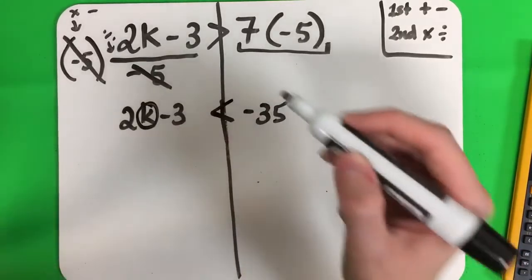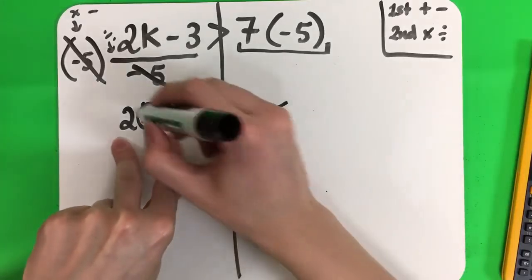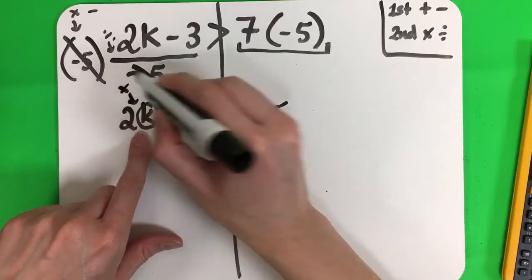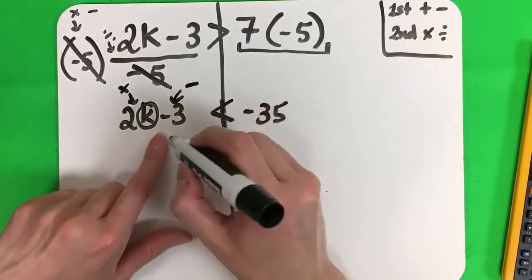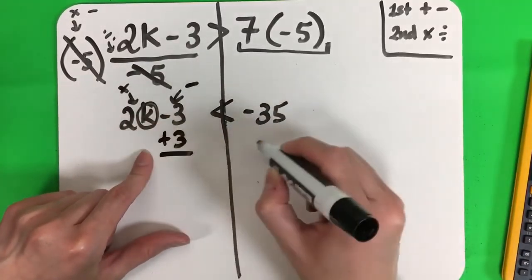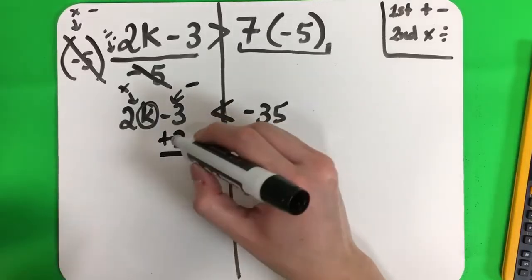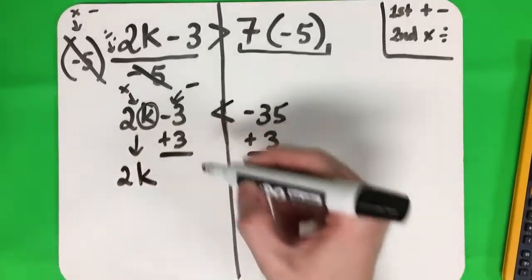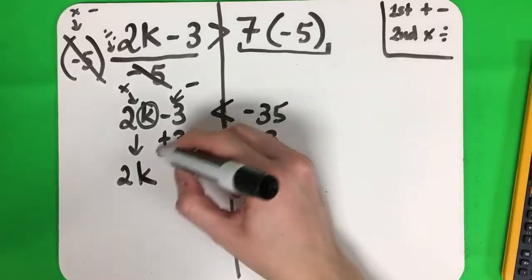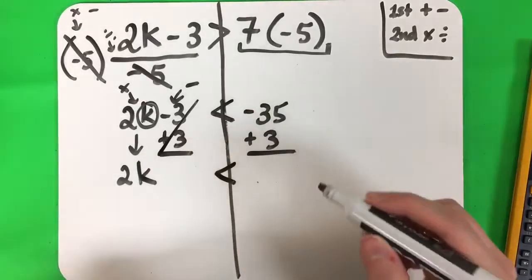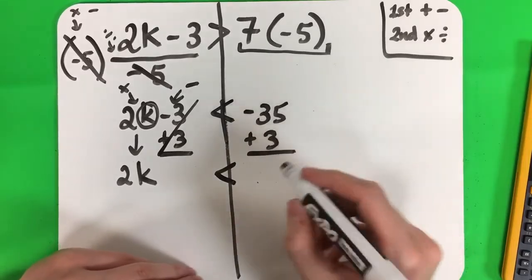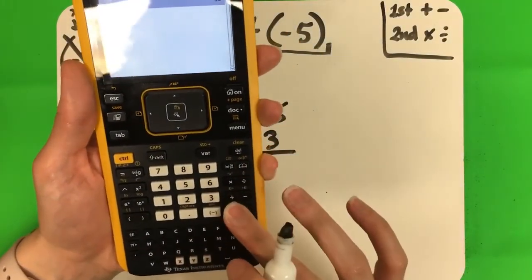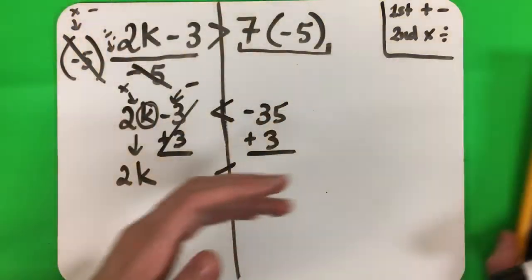So I want k alone. Okay, 2 numbers with k, I have 2 and -3. This is multiply, this is minus. The opposite of minus is plus, so +3, +3. Okay, copy down 2k. -3 plus 3 is 0, cancel, copy less. -35 plus 3, let's put that in the calculator. -35 plus 3, enter, -32.